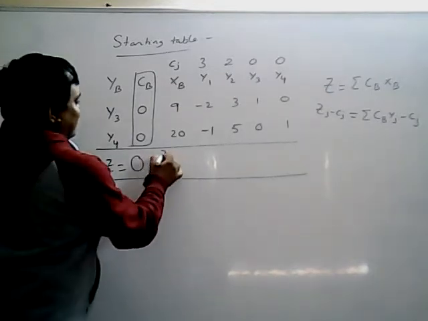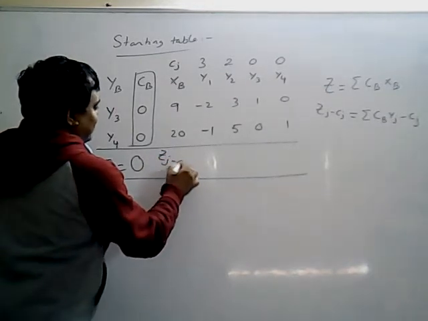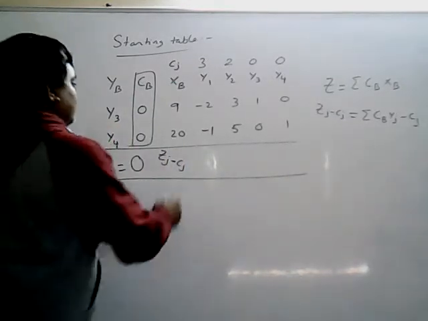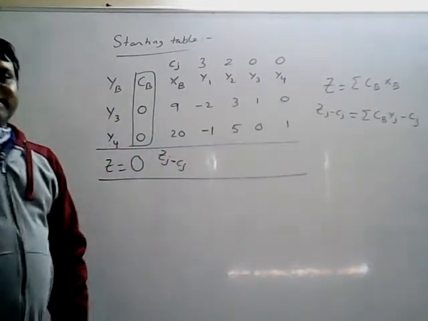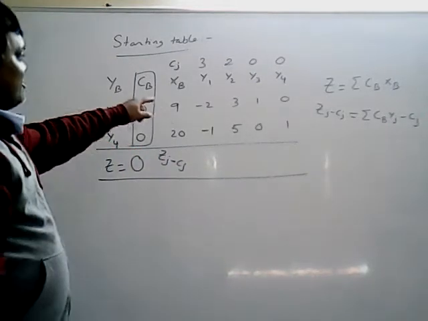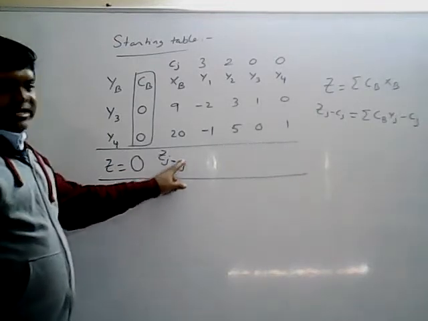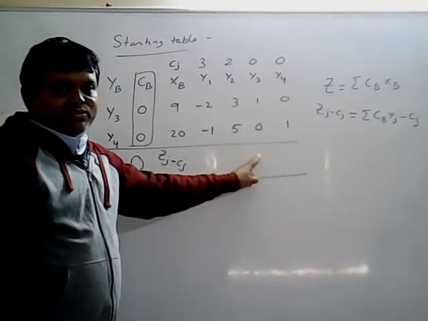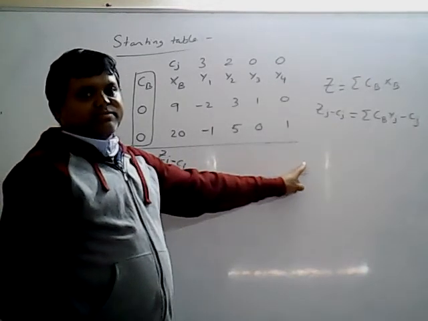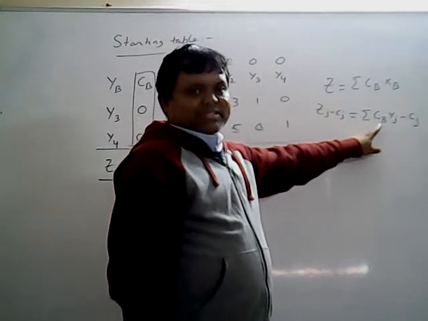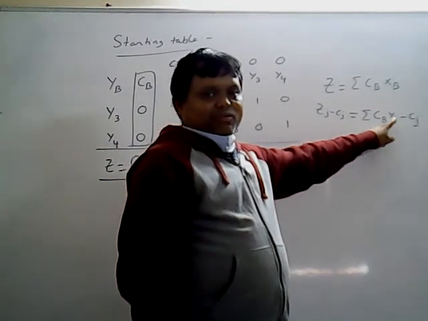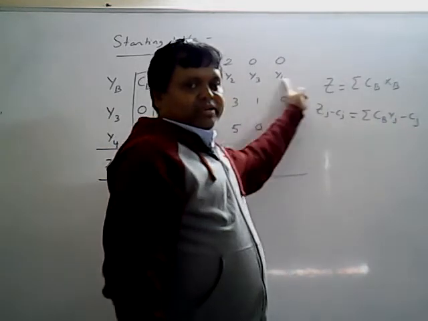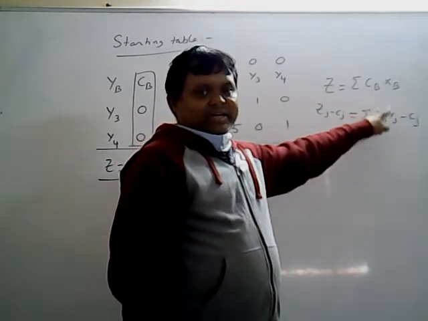Next, what you have to calculate? Net evaluations. Net evaluation is denoted by Zj minus Cj. How many variables are there? 4. That means this is Z1 minus C1, this is Z2 minus C2, this is Z3 minus C3, this is Z4 minus C4. So you can apply the formula. First Cb into Yj. Yj means whichever column you have to take: Y1, Y2, Y3, Y4. 4 variables are there, so first Y1, next Y2, Y3, Y4.